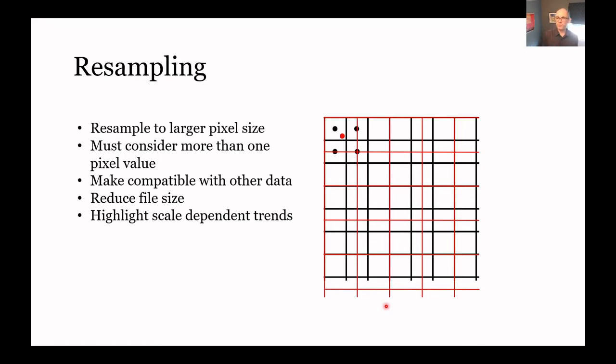We might want to resample to a larger raster because we want to work with other data as well that has that resolution. We're going to make it compatible with that data. And I should stress right now, generally speaking we only go from high resolution to low resolution when resampling. Resampling the other way, from low resolution to high resolution, is generally speaking a no-no. We don't do that because you're introducing information that isn't there, or worse.